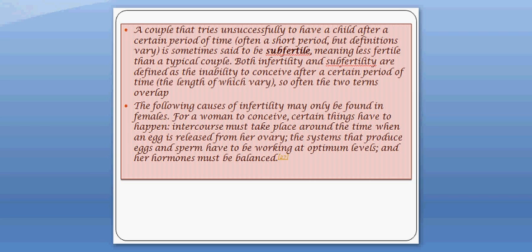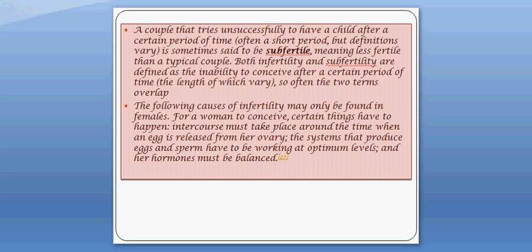A couple that tries unsuccessfully to have a child after a certain period of time, often a short period, but definitions vary, is sometimes said to be subfertile, meaning less fertile than a typical couple. Both infertility and subfertility are defined as the inability to conceive after a certain period of time, the length of which varies, so often the two terms overlap.